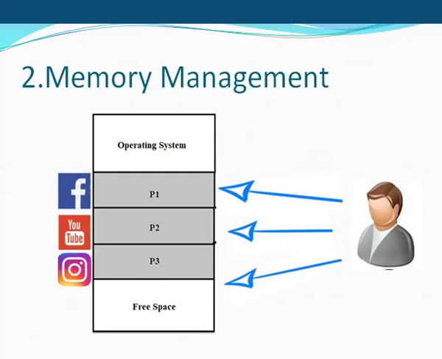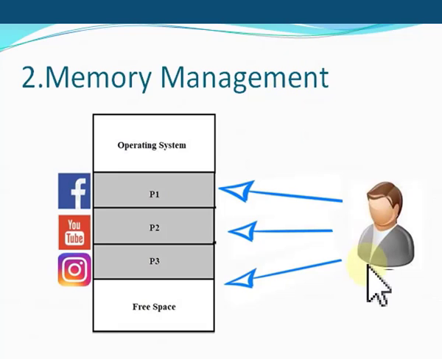Next is memory management. Programs need space in memory. It is the job of an operating system to provide free space to a program in the main memory. And whenever the program is closed, the operating system will also free that memory portion for reuse.